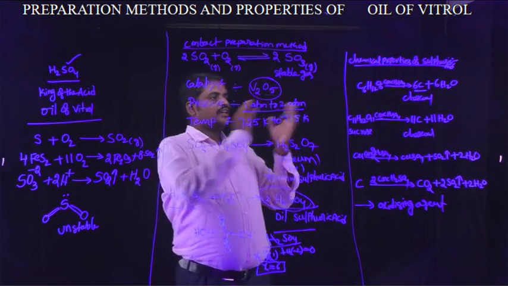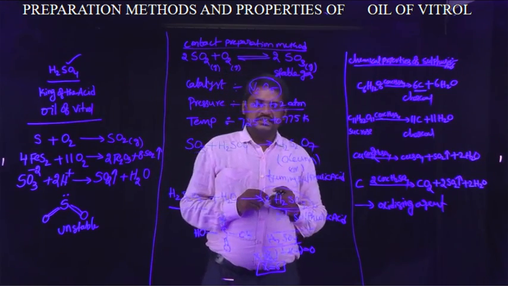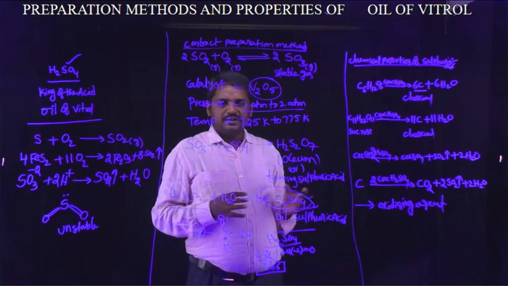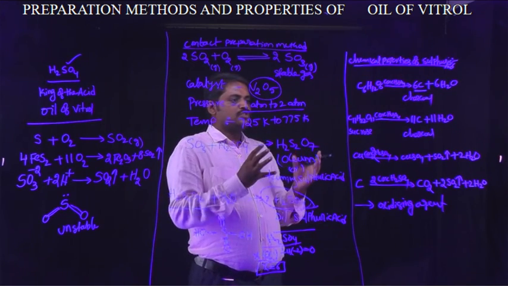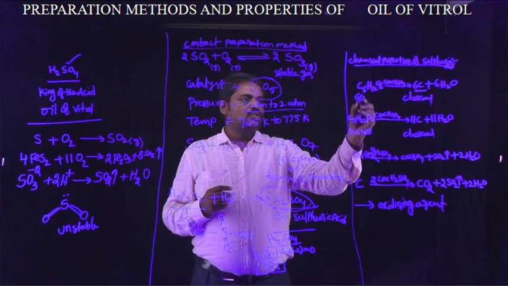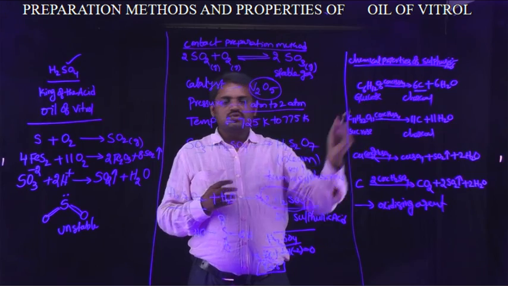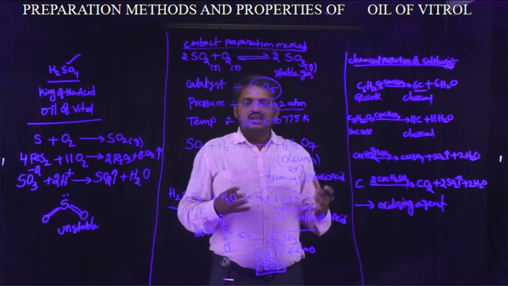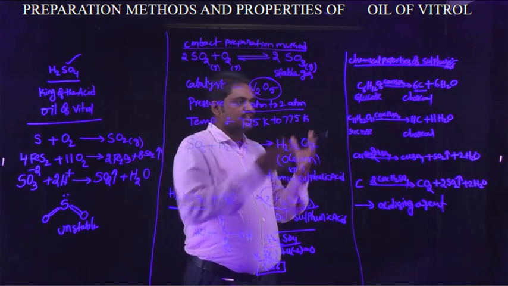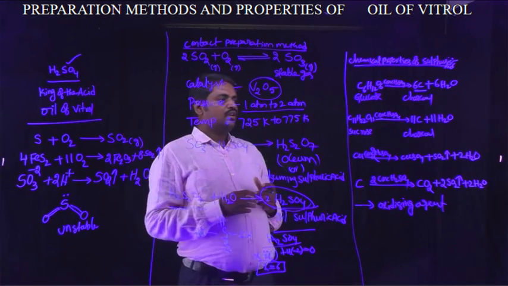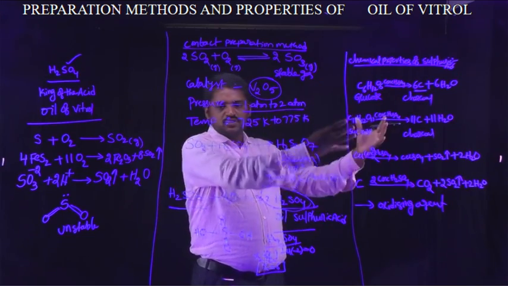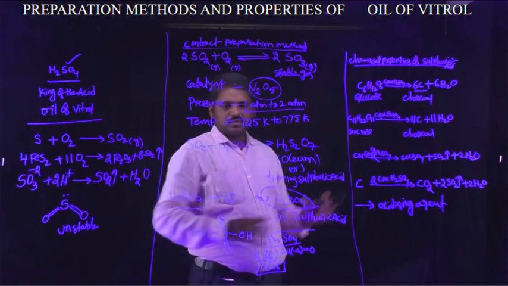These are the chemical properties of sulfuric acid. Once again, repeating the chemical properties of sulfuric acid. First one, carbohydrates like glucose and sucrose. These two molecules belong to carbohydrates. They react with concentrated sulfuric acid and are converted to charcoal, pure carbon, and water molecules are liberated.